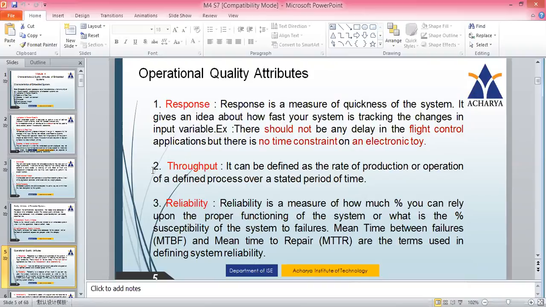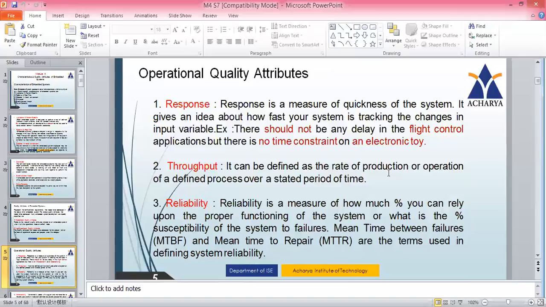Now let's go to the next one, throughput. It can be defined as the rate of production or operation of a defined process over a stated period of time. So the rate of production or operation. Throughput is how much output the embedded system is giving. As I said, embedded systems can also be used in many manufacturing sectors. So how much a particular vending machine is able to vend a particular item, and what quantity it is able to produce in a stated period of time, maybe a month, 6 months, like that.